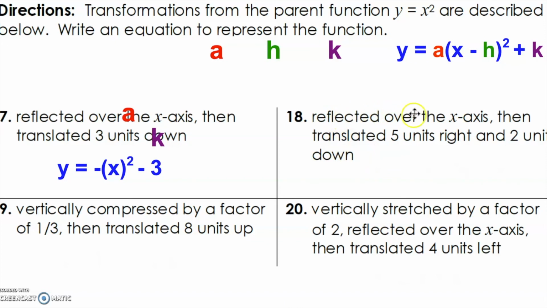Here I have a reflection over the x-axis. I know that's going to affect a. Translating 5 units to the right affects h, and 2 units down affects k. A is going to be a negative 1. 5 units to the right is a positive 5. 2 units down is a negative 2. So negative x minus h squared plus a negative 2 means minus 2 here.